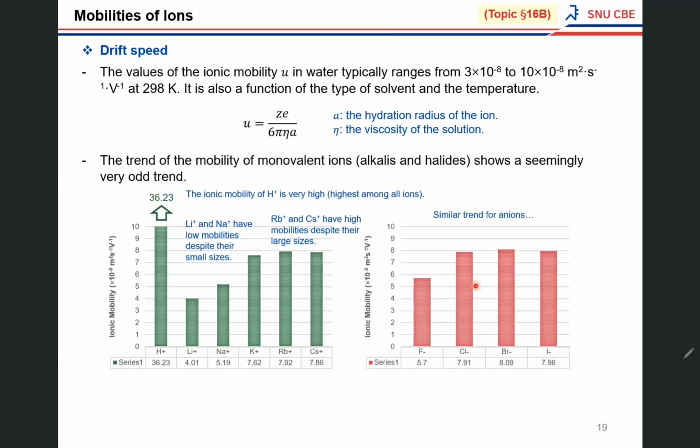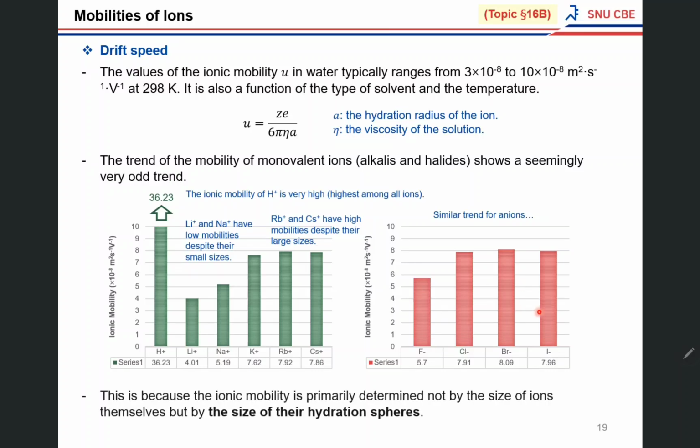So the fluoride anion is smallest, so it may have the highest value, but it has the smallest value when compared to other halide anions. This is because the ionic mobility is primarily determined not by the sheer size of ions, but by the size of the hydration sphere, which is the effective size of the ion inside the water.